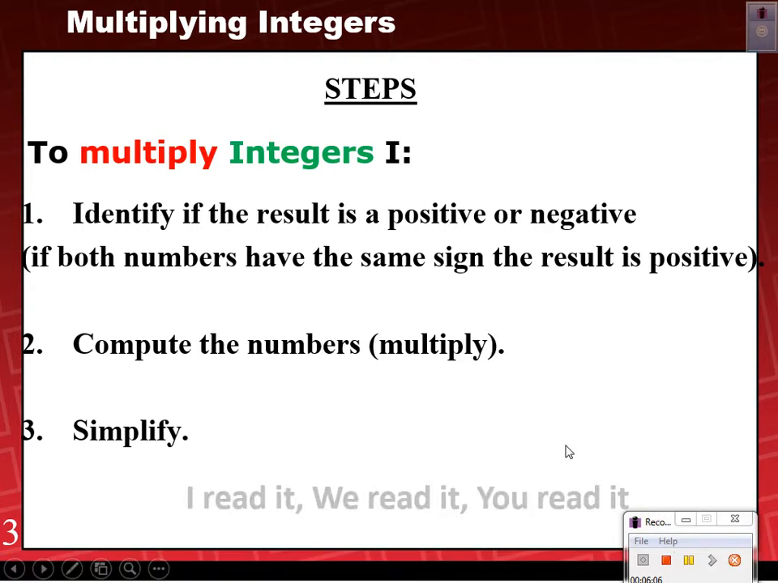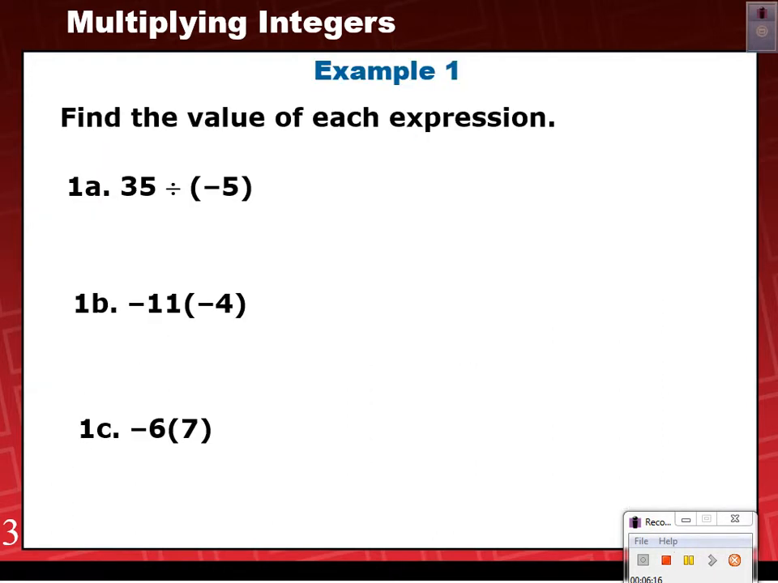To get us started, we're going to do a quick explore activity. I want us to continue using tiles, so that you can see how tiles are used in order to multiply numbers. With that said, copy this one down, please. Example 1, 1A, 1B, and 1C. Now we said that the rule was what? That if they have the same sign, the answer is positive.